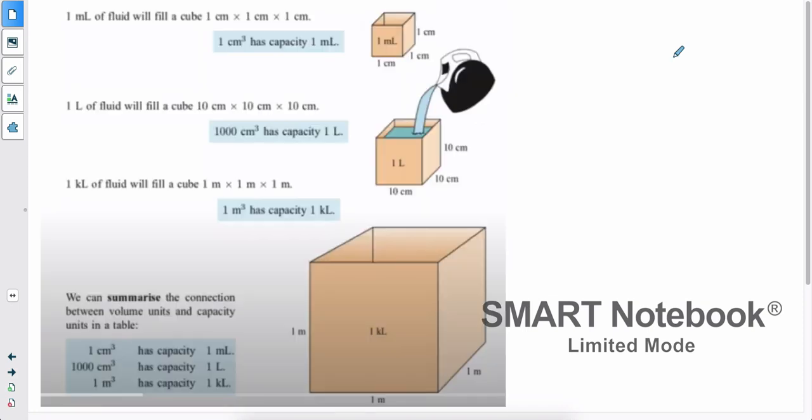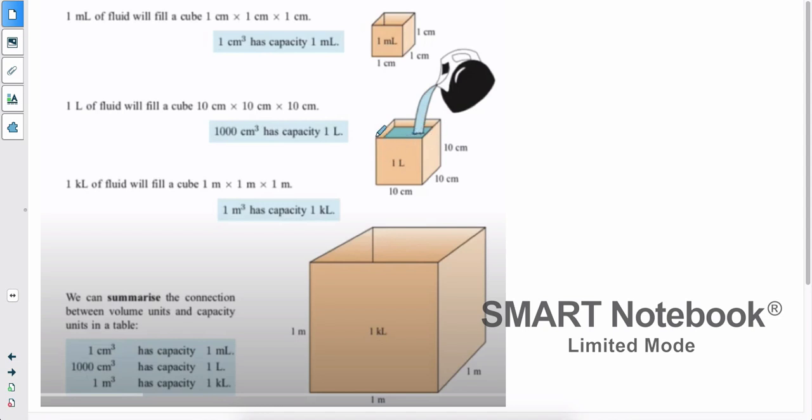Well, remember with capacity, if we have a cube of 1 centimeter by 1 centimeter by 1 centimeter, then if you fill in some liquid into this cube, then you will have a capacity of 1 centimeter cube, 1 times 1 times 1, so 1 centimeter cube. And in real life, this is what we usually call 1 milliliter.